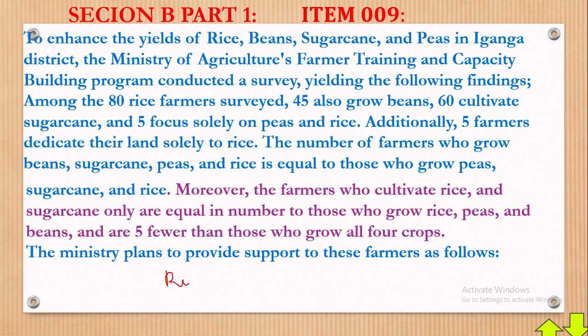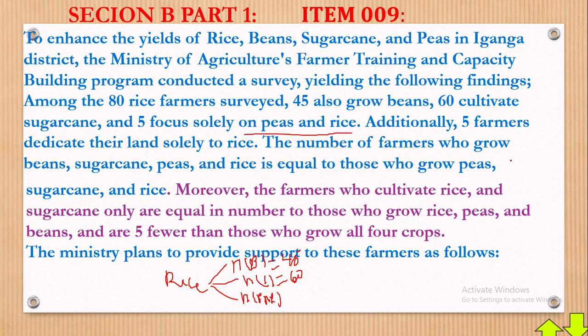So we had our rice here, and part of the rice we had the number in beans. Number in beans was 45. We had the number in sugarcane, but still those who grow rice also grow sugarcane. Is how much? Is 60. Okay, good. There we are. Then 5 focus solely on peas and rice. So therefore, number in peas and rice.